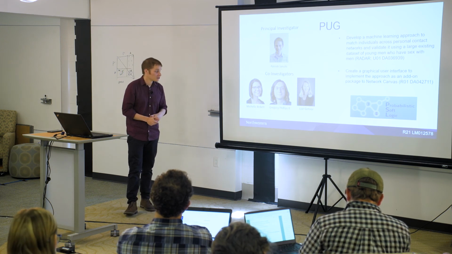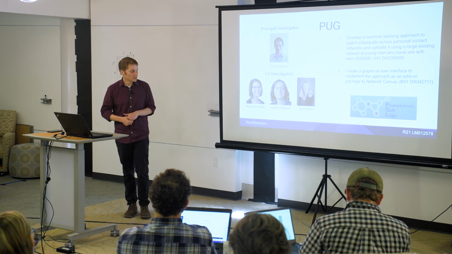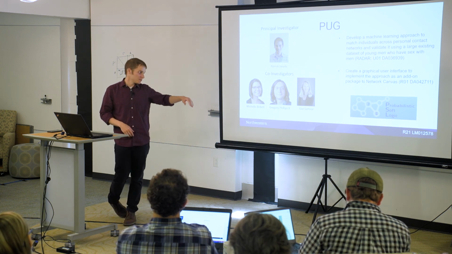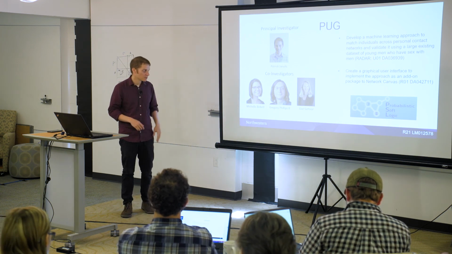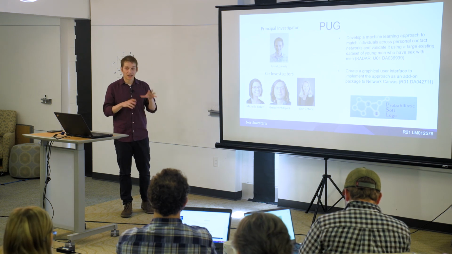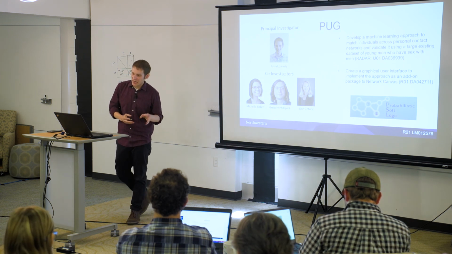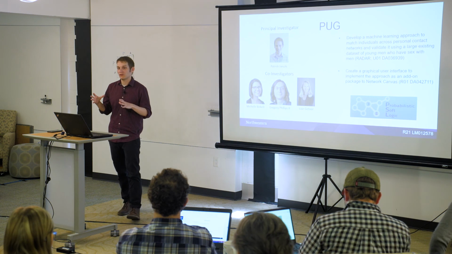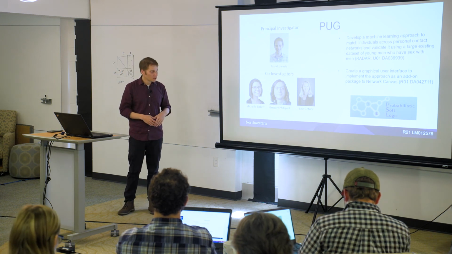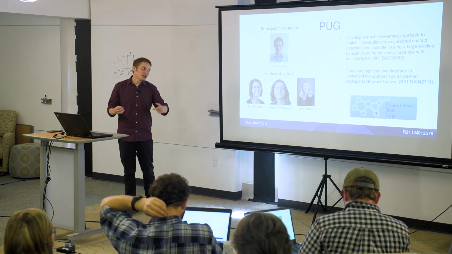So I got this R21 to implement probabilistic soft logic, which is a statistical learning approach developed by Lisa Couture, to implement that on the radar data, and then make a GUI within Network Canvas to facilitate that process. So in a couple years, hopefully there will also be an entity resolution tool within the server application that can help folks that are collecting data where you think there's going to be overlapping entities and you're getting full name data to really facilitate that process.